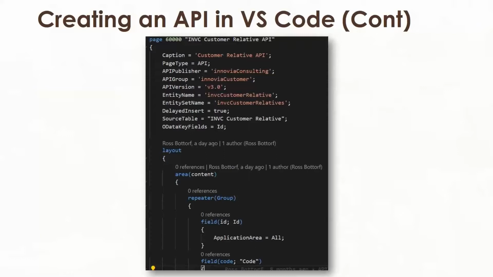So you've got your caption, page type API, API publisher, API group, version, entity name. Entity name, camel case. It's a good idea to start it with a prefix that you would use when you're creating your custom fields or your custom tables. Ours is INVC. Customer relative, the entity set name should be a plural of that. And when you view your APIs later, either in Postman or your apps, the entity set name is what shows up as the API, listed as the INV's customer relatives in this case.